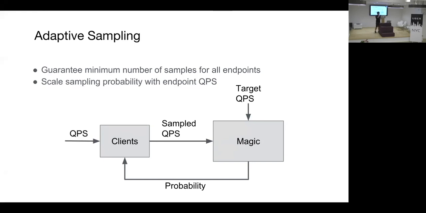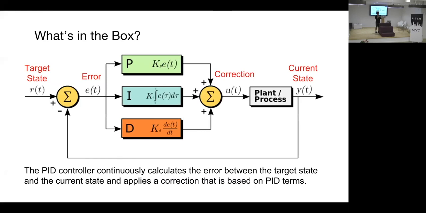So the goal of adaptive sampling, which is this magic box, is to calculate a new probability such that the sample QPS is equal to the target QPS, right? So the adaptive sampler will continuously adjust the probability to account for QPS fluctuations. So now let's dig into how the magic is implemented.